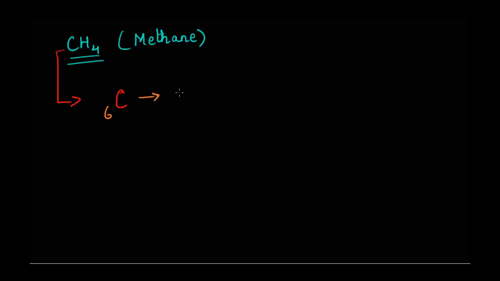Now, if I have to write the electronic configuration of carbon, I'll write it as 1s, because the 1s orbital will be the first one where the electrons will go. This is my 1s orbital, and let me draw the orbitals also here. As we learnt in the previous videos, the 1s orbital will have 2 electrons, one of this spin, the other of the opposite spin. So these are my 2 electrons.